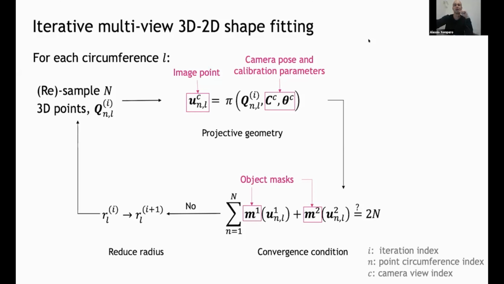and then reiterate over this process of resampling the 3D points for each circumference, projecting the points, and then checking again the condition. When the condition is satisfied, so all the points of that specific circumference belong to both object masks, and we do this for all circumferences, we can finally obtain the estimated width and height for that circumference, but also across all the object.